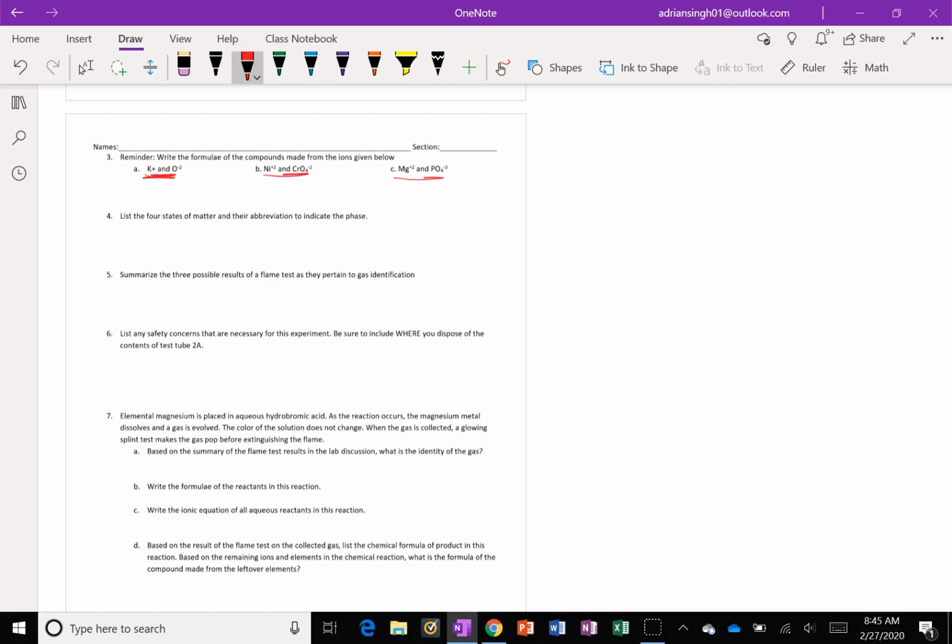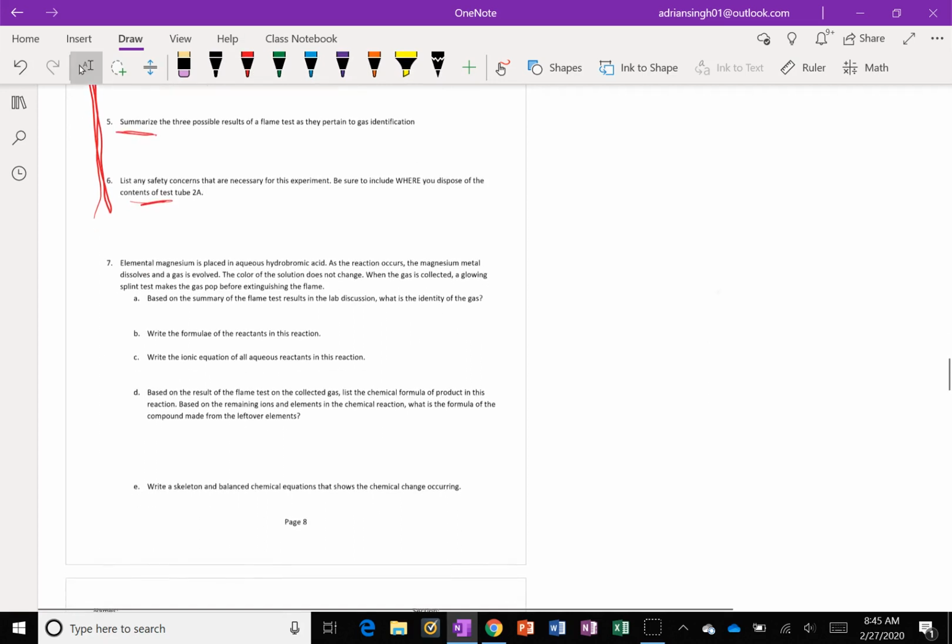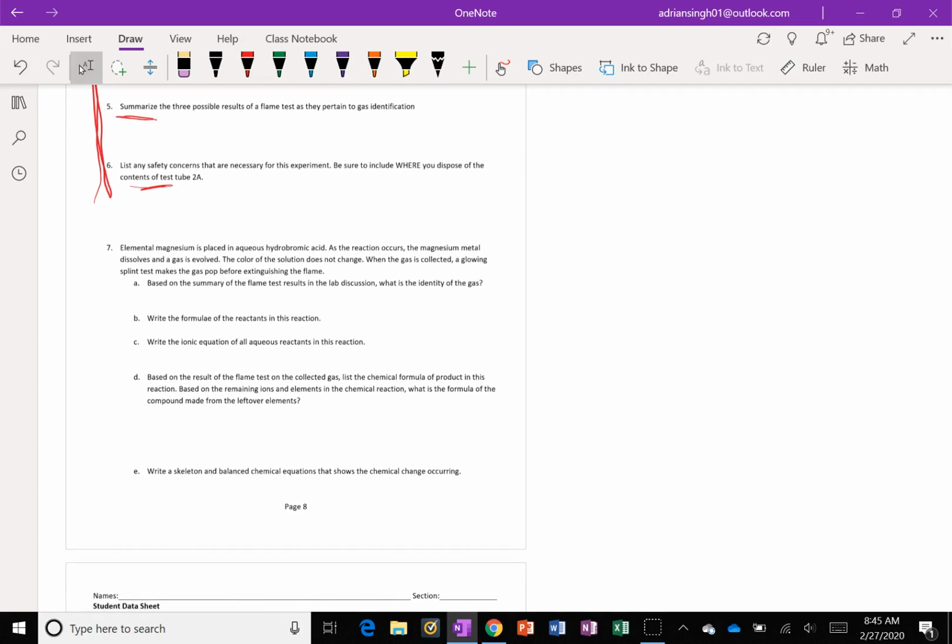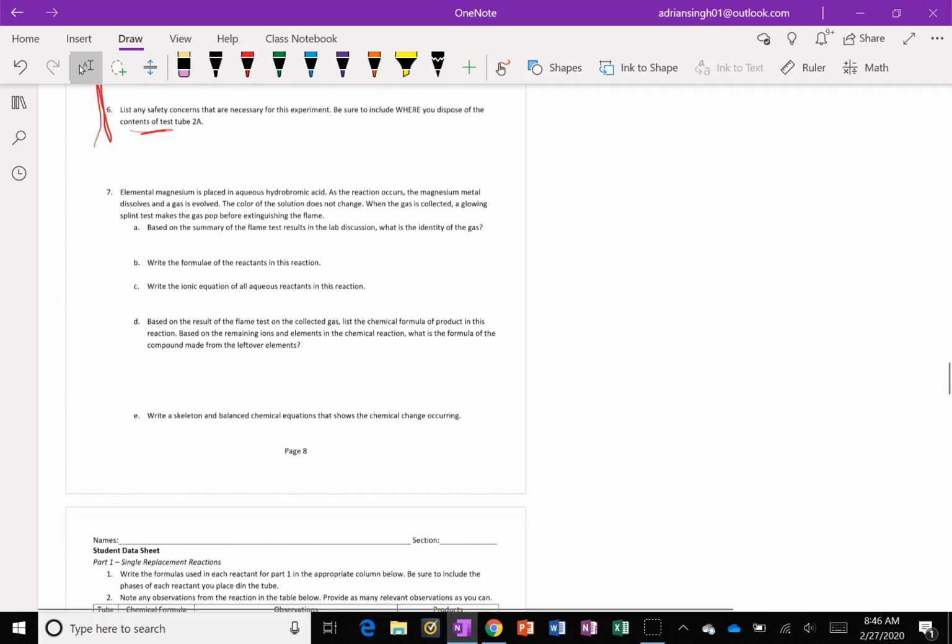Numbers 4, 5, and 6, those answers are in the lab reading itself. We talked about those in class, specifically the 4 states, and the results of the flame test are summarized in the lab experiment itself, and then the safety concerns for 2A that you actually did in lab. Number 7 is the one I want to focus on a little bit.